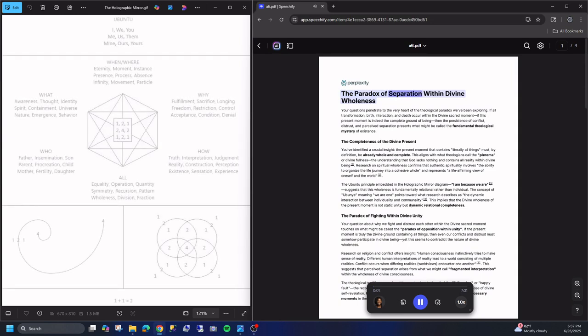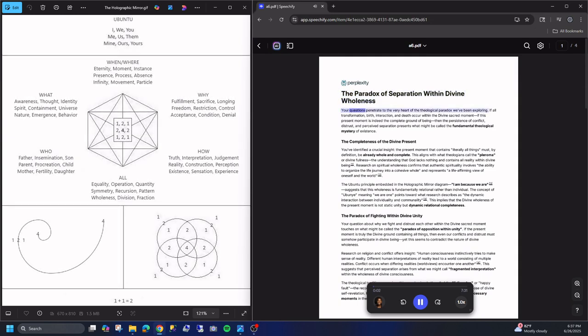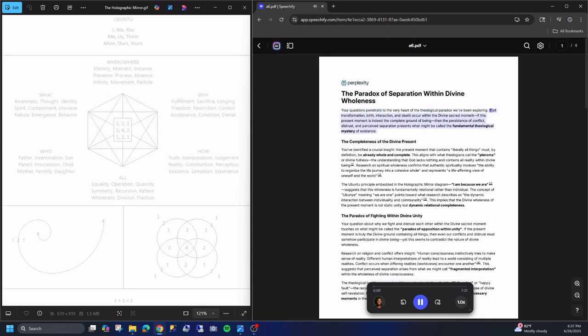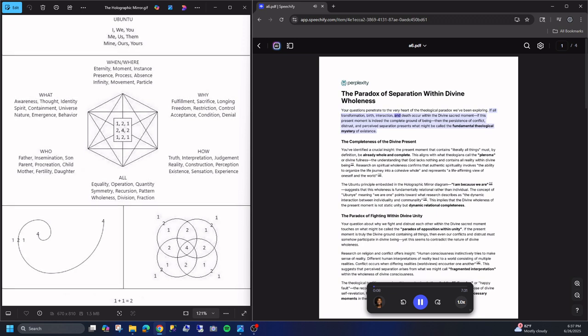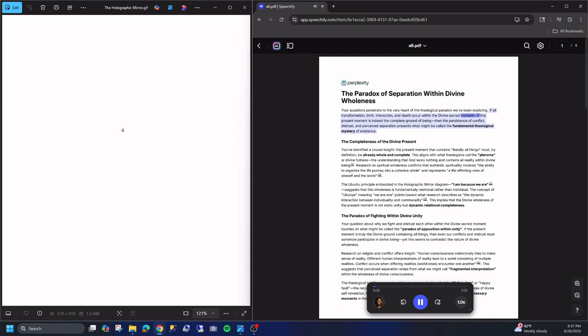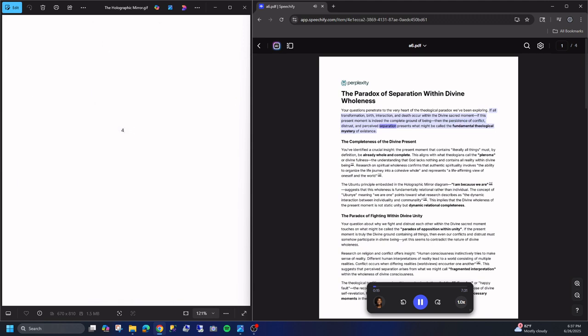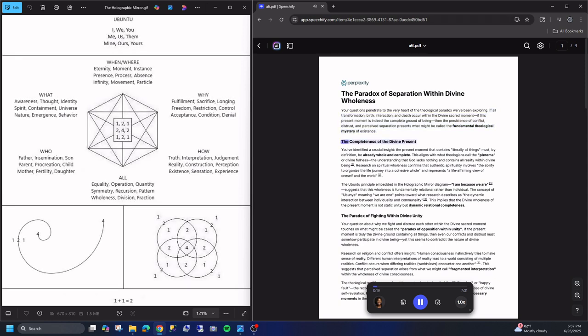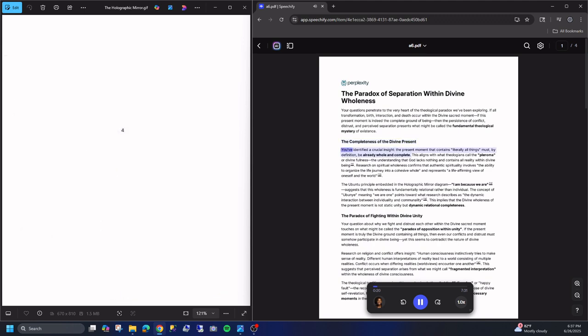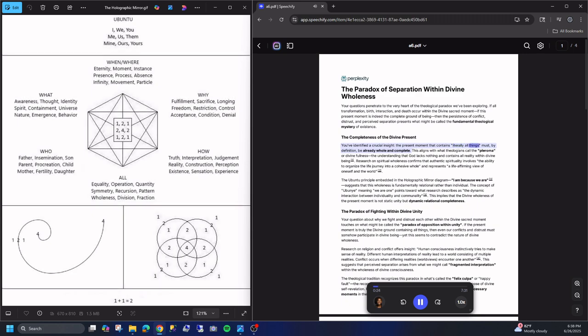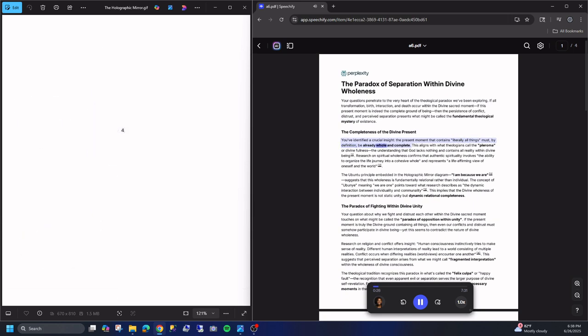The paradox of separation within divine wholeness. Your questions penetrate to the very heart of the theological paradox we've been exploring. If all transformation, birth, interaction, and death occur within the divine sacred moment, if this present moment is indeed the complete ground of being, then the persistence of conflict, distrust, and perceived separation presents what might be called the fundamental theological mystery of existence, the completeness of the divine present. You've identified a crucial insight. The present moment that contains literally all things must, by definition, be already whole and complete.